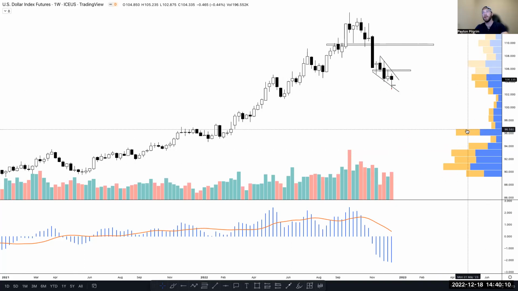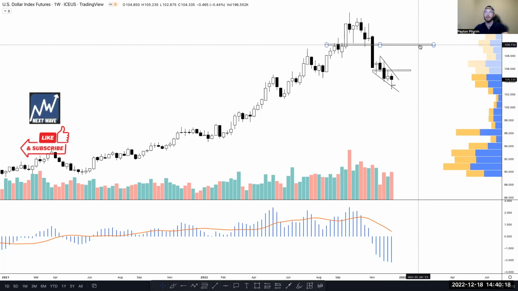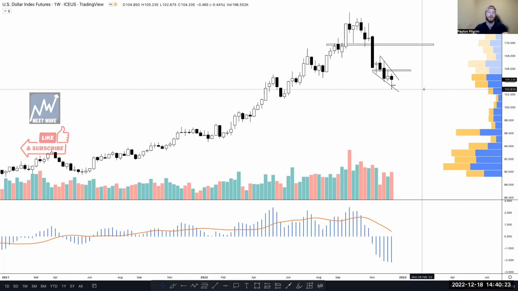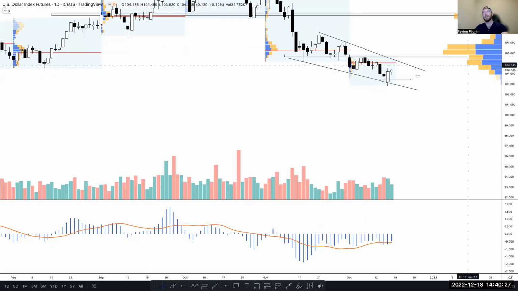And the next area of importance is way down at the 96 area. So I personally think the market has some room to correct before it makes its way down there, if it's going to go down there. We're not really focused on that too much yet. Let's go to the daily, and you can see the price action starting to turn around.